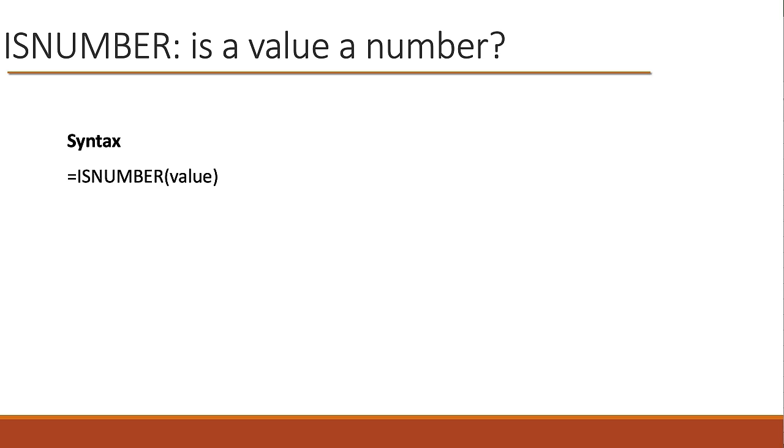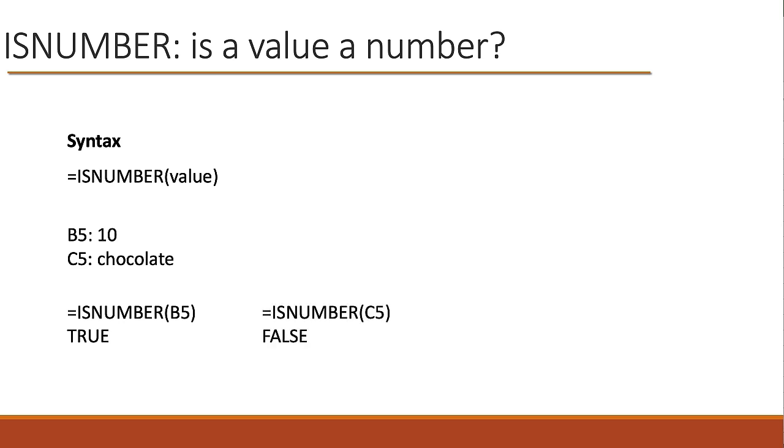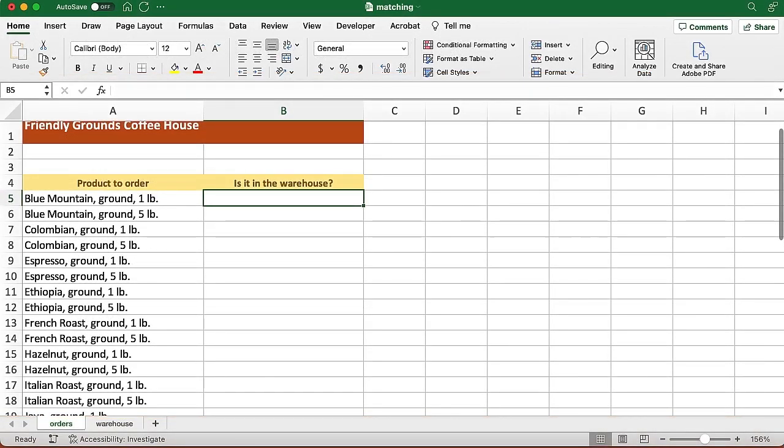Say equals isNumber, and then we feed it a value. So here's a simple example. Let's say in cell B5 we have a value of 10. In cell C5 we have some text, and we run the isNumber function on cell B5. It returns a value of true because 10 is a number. And if we run the isNumber function on cell C5, it returns a value of false because chocolate is not a number. So let's do this in Excel.